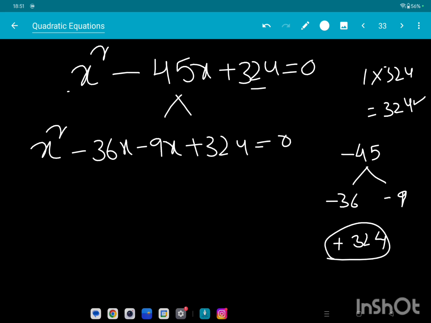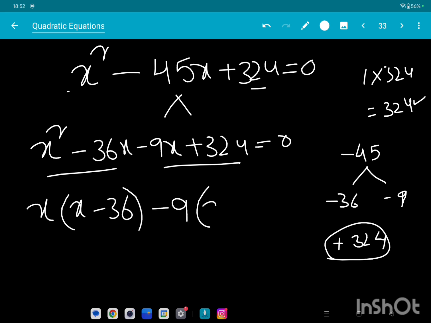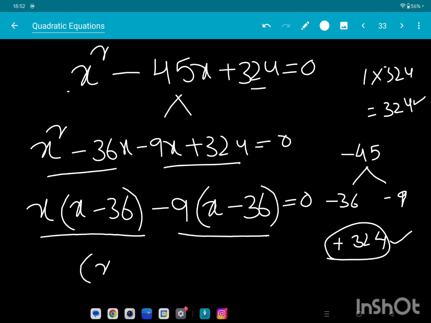Now these two terms and these two terms, I'm going to take x common, then what will I get? x minus 36. And in this equation if I take minus 9 as common, then what will I get? x minus 36 only. If you want, you can multiply 9 and 36. We got 324 only, right? And in this term and this term, x minus 36 is common.